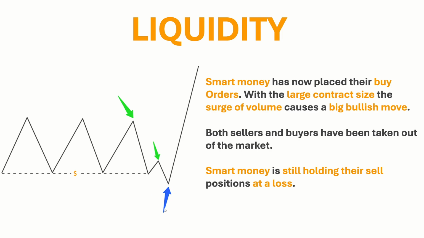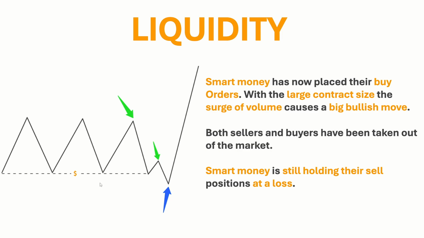Because smart money has placed such a big position right here, it manipulates the market. It has a huge influence on the market due to the sheer size and amount of orders placed right here. So this creates a surge of volume and it manipulates the market into a big bullish move towards the upside, because there are way more buyers in the market right now than sellers, causing the market to move upwards. Now, both buyers and sellers will eventually be taken out of the market.